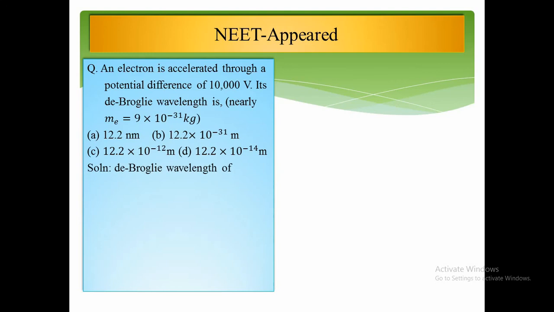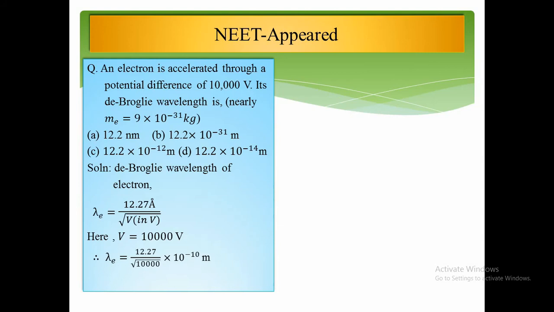The de Broglie wavelength of the electron is given by lambda E is equal to 12.27 angstrom divided by square root of V. V is nothing but the voltage here, and the voltage is given, that is 10,000 volt. If you substitute this 10,000 voltage into this equation, after the simplification we will get the answer 12.27 into 10 raised to minus 12 meter. Therefore the first option is right.